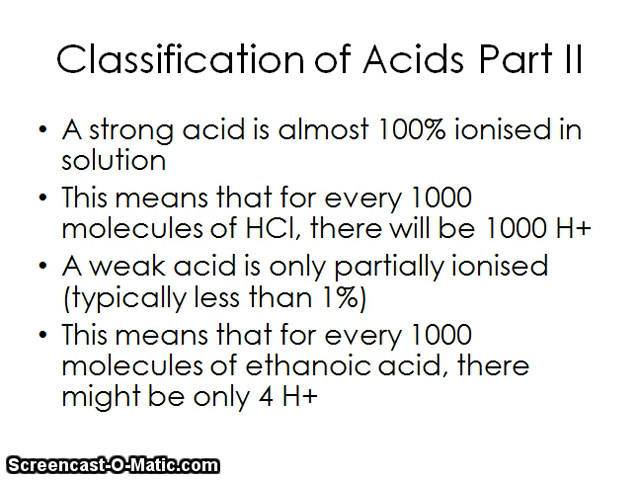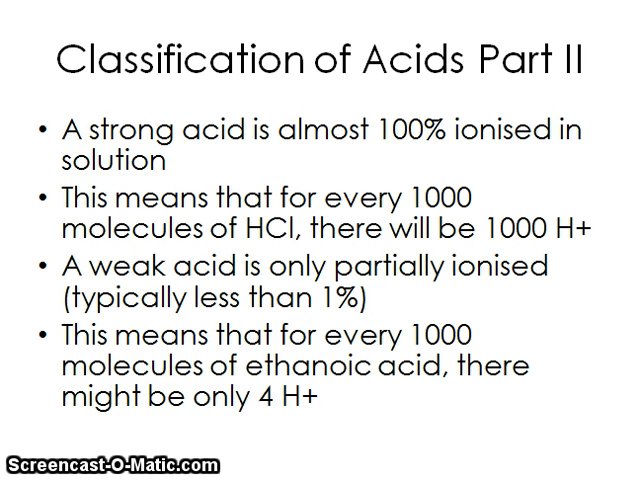So now we've got the second part of classification of acids, and that's to do with strong or weak, which is something that you would have met at GCSE, but you need to revise here. A strong acid is almost 100% ionized in solution. What that means is, if you have, say, 1,000 molecules of HCl, then there'll be 1,000 H+, because all of them have ionized, or become the ions. A weak acid is one where it's only partially ionized. Typically this is less than 1%.